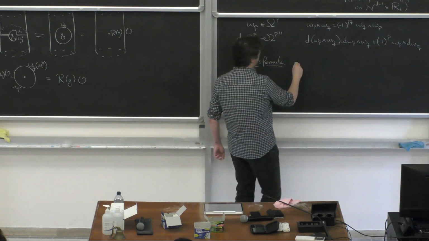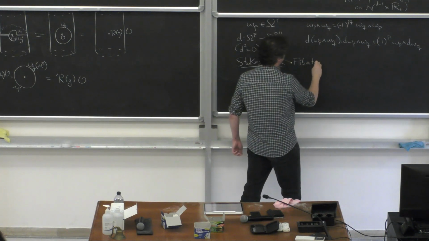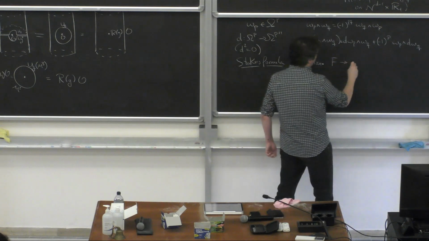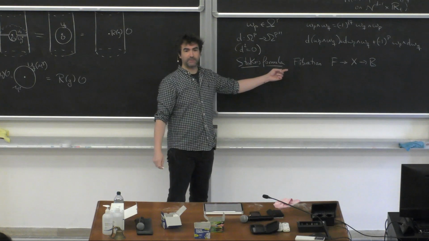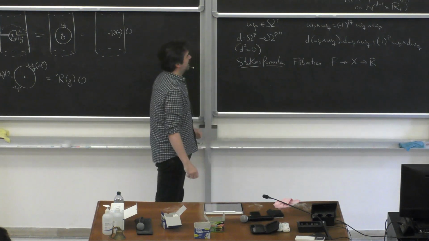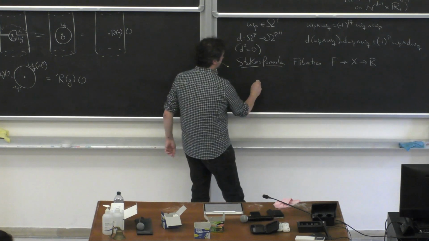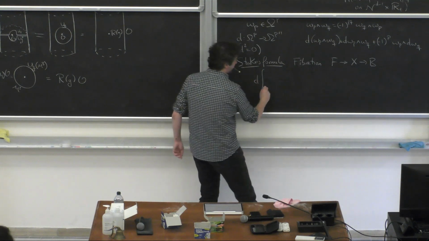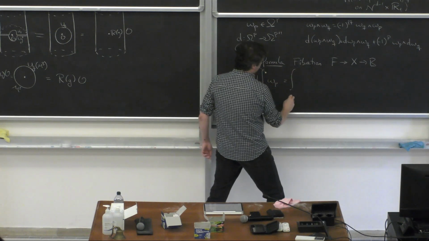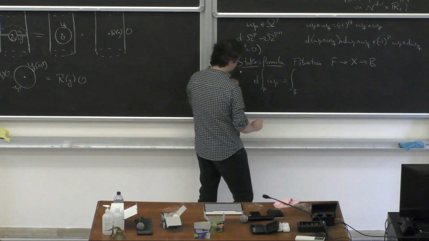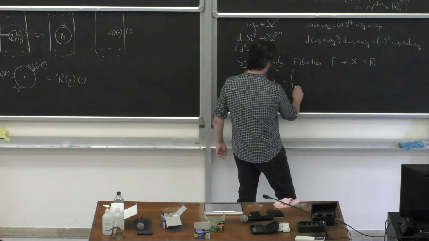So say that I have a fibration. So I have a fiber, some total space X, and some base B. Does everybody know what a fibration is? Yeah, good. So you have a fibration, then there's a Stokes formula, which tells you that D of the integral on the fiber of a P form is the integral on the base.